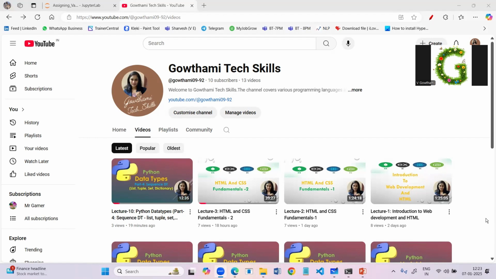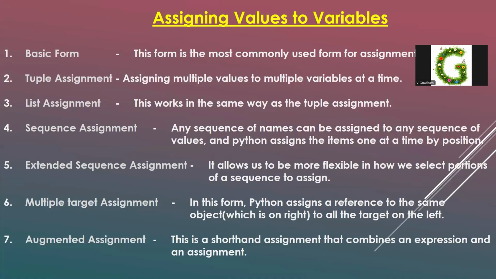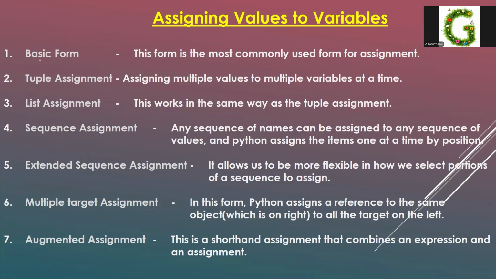In this Python series, today we are going to learn a new concept called assigning values to variables. Let's begin. There are different ways to assign values to variables. The first method is assigning a value to a variable in basic form. Let's have an example: x is equal to 10. Storing a 10 into a variable is known as the basic format.